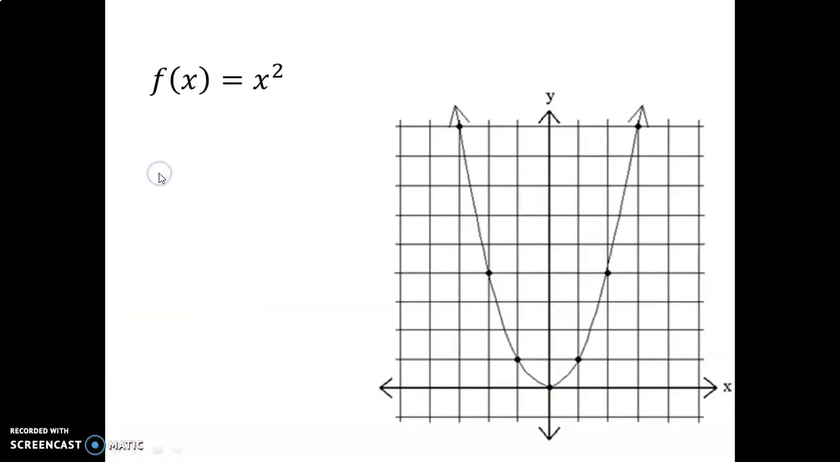Okay, let's go back into here. Let's look at another parabola. So we have a parabola here. Let's say I take the derivative, which is 2x. So now I have my gradient function. That can be used to find the slope anywhere.